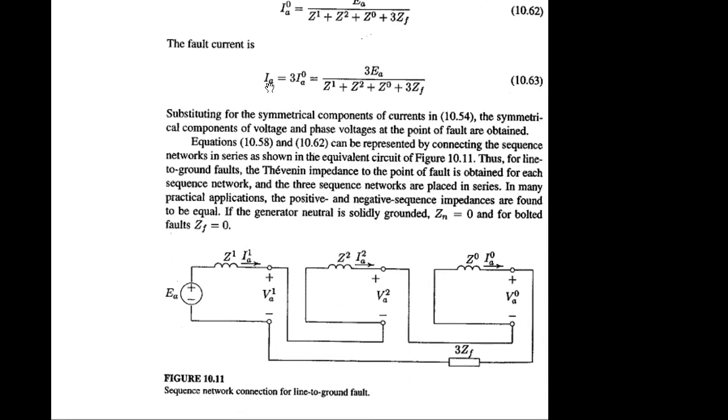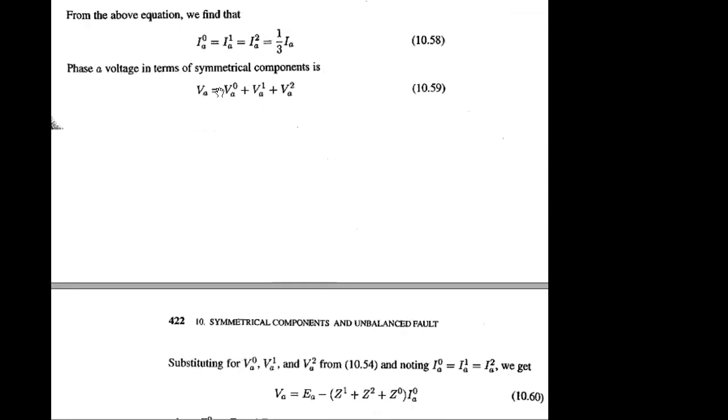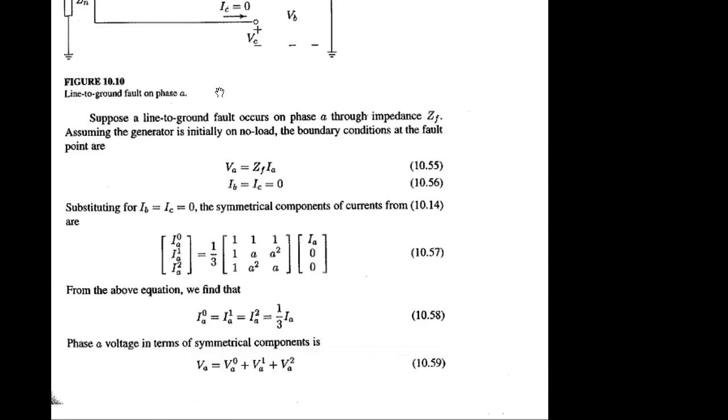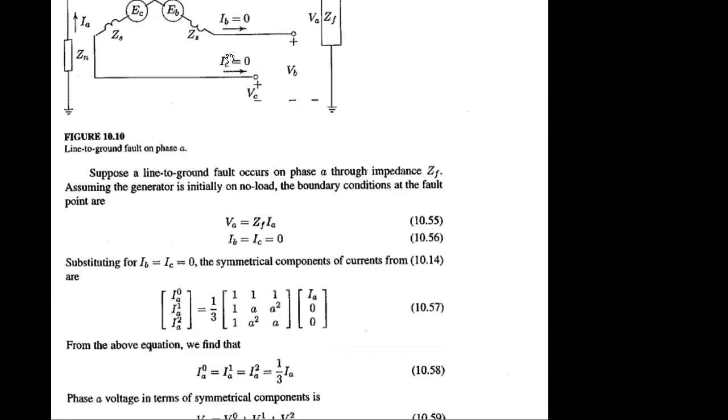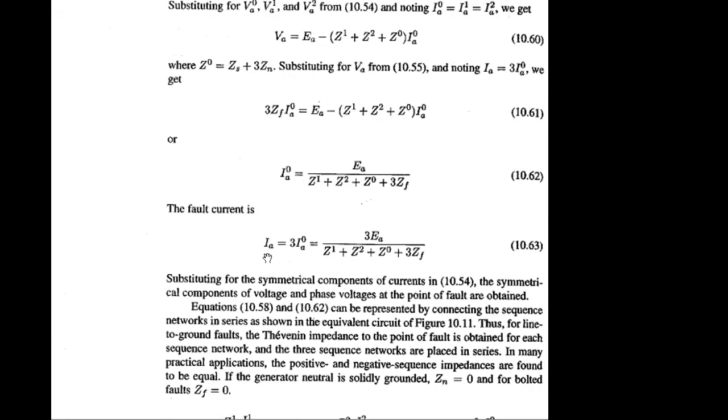Which one? I thought IC was 0. IC and IB for single line. Single line, IB and IC is 0, right? Yes, IB, but the fault current was IC. Fault current is IA. Not IA. Okay, IA. Only IA.